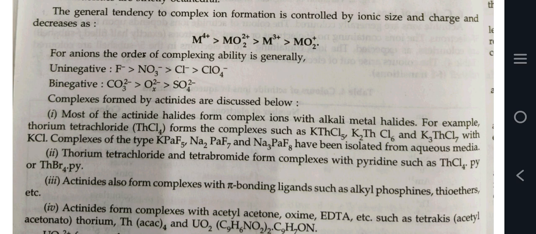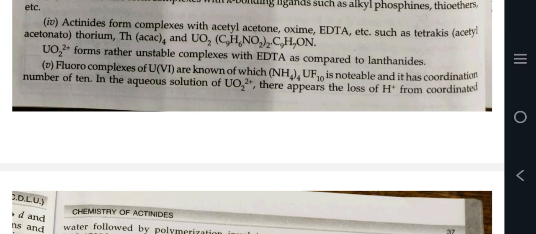Second, thorium tetrachloride and tetrabromide form complexes with pyridine such as ThCl4·Py and ThBr4·Py. Third, actinides also form complexes with pi bonding ligands such as alkyl phosphines, thioethers, etc. Fourth, actinides show complexes with acetylacetone, oxime, EDTA, etc., such as tetrakis acetylacetonato thorium Th(acac)4 and UO2(C9H6NO)2·C9H7ON. UO2 2+ forms rather unstable complexes with EDTA as compared to lanthanides.